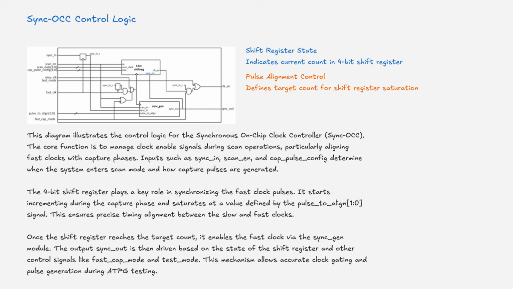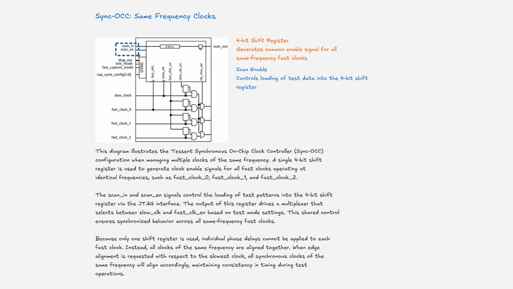This diagram illustrates the Tessent Synchronous On-Chip Clock Controller, Sync OCC, configuration when managing multiple clocks of the same frequency. A single 4-bit shift register is used to generate clock-enable signals for all fast clocks operating at identical frequencies, such as fast clock 0, fast clock 1, and fast clock 2. The scan-in and scan-enable signals control the loading of test patterns into the 4-bit shift register via the JTAG interface. The output of this register drives a multiplexer that selects between slow clock and fast CLK enable based on test mode settings.